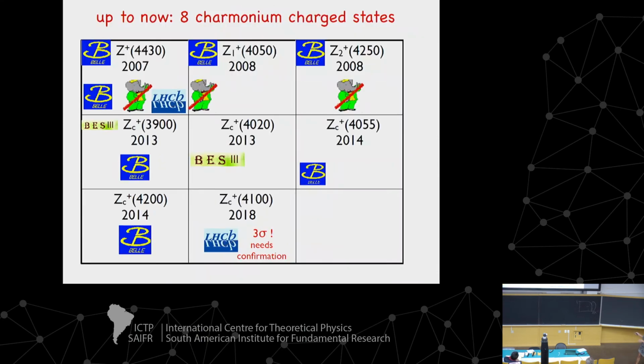Okay, up to now, we have eight charmonium charged states that are put here. When we have a non-confirmation for these states, in these four cases here, we have only one observation. There is no confirmation. This is the last one that was observed with only 3 sigma. So this state really needs a confirmation.